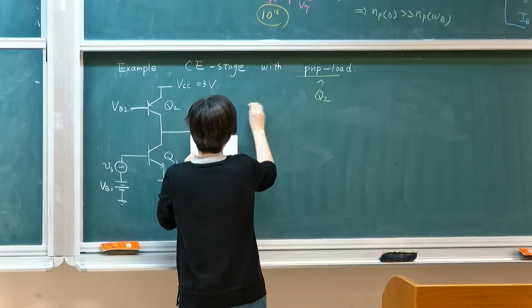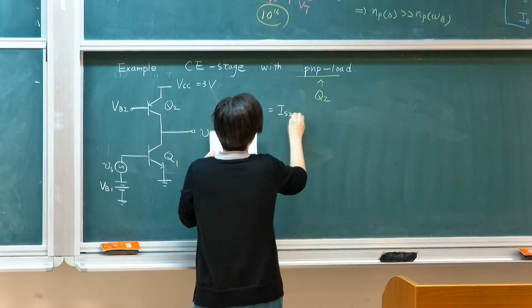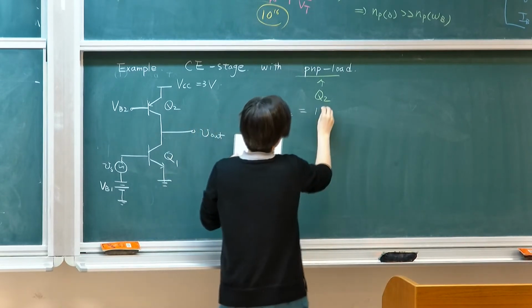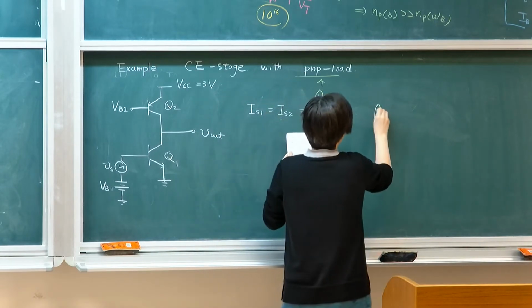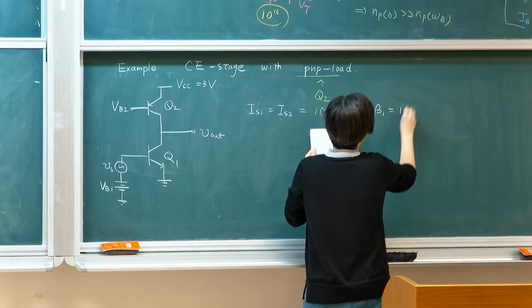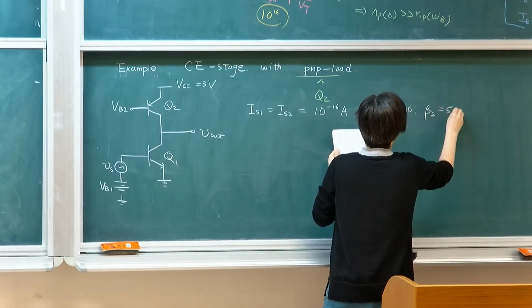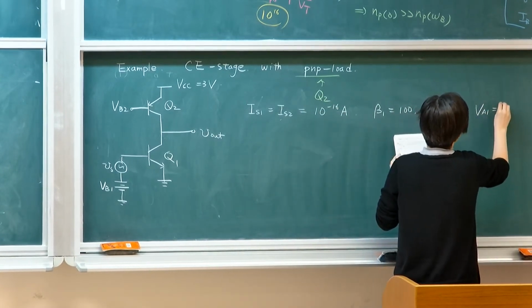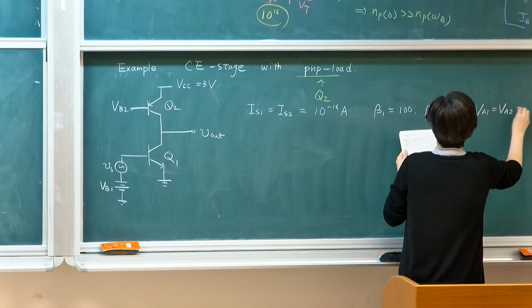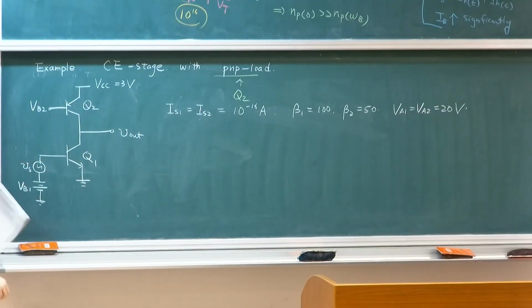So, let's give some device parameters. IS1 equals IS2. These are two transistors. We're assuming that they have the same IS. And beta 1 for Q1 is 100. Beta 2 is 50. And I have Early voltage VA1, VA2 equals 20 volts. So these are the device parameters we use for the circuit.